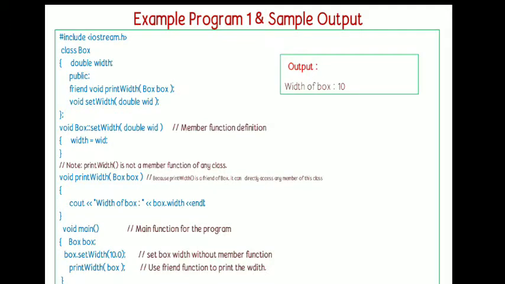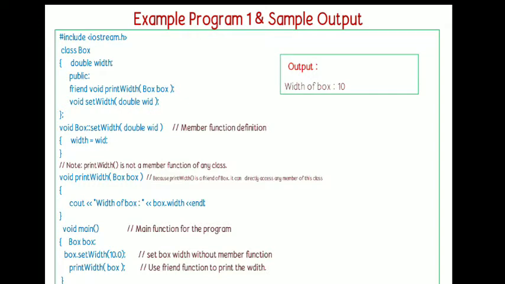Now let us move on to the first example program. So in this example program, we have defined the class box. So the box has width. Then here we are using a friend function. The friend function, the name is printWidth. So here it is going to display the width of the box. So here we are passing the object of the class box. Then setWidth is the member function of this class.